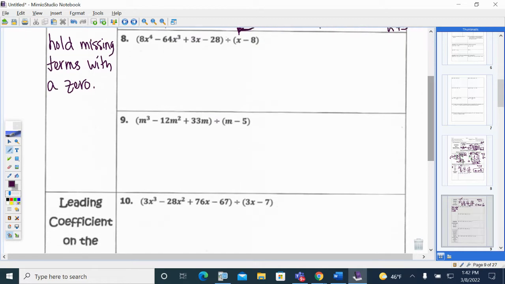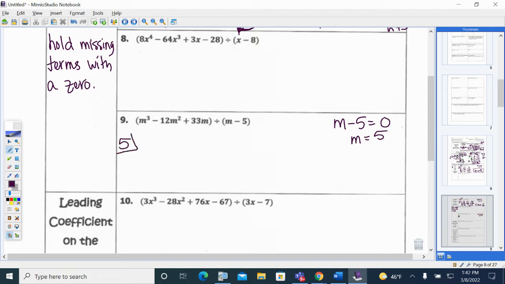Let's look at number 9. Looking at number 9, I have m to the 3rd minus 12m squared plus 33m divided by m minus 5. So same thing, I'm going to start it the same way. Take your divisor, set it equal to 0, and then get the variable by itself. That's the number that goes in the box.